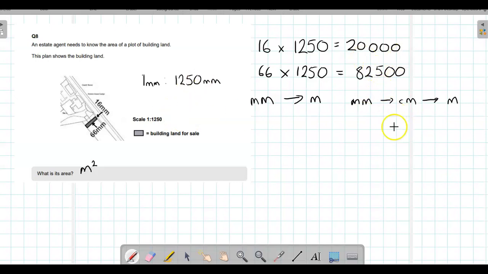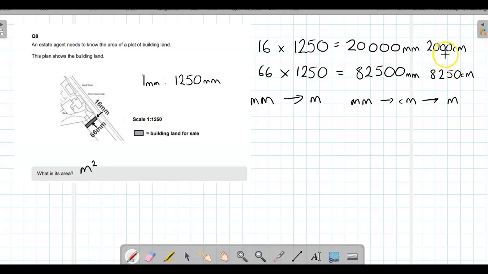Okay, so taking these dimensions, doing those conversions, 20,000 millimetres, when you change it to centimetres, will become 2,000 centimetres. And 82,500 will become 8,250. And that's because to get from millimetres to centimetres, I divide by 10, don't I? So now I need to take my centimetre amounts to metres. And to do that, I'm going to divide by 100 because there are 100 centimetres in a metre.